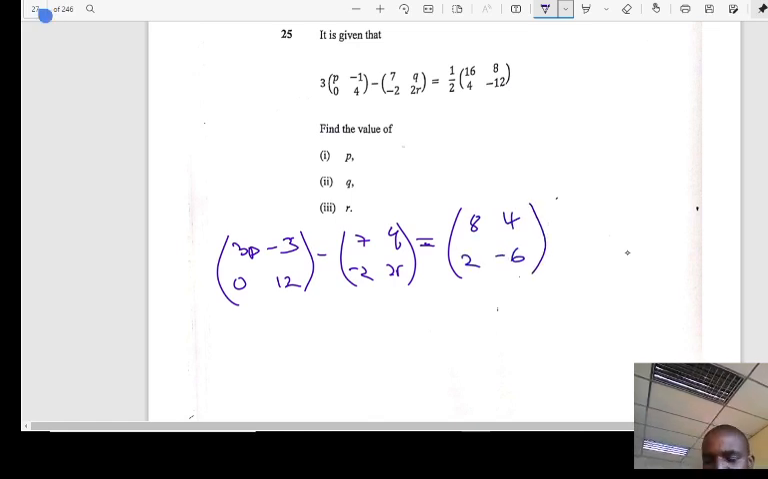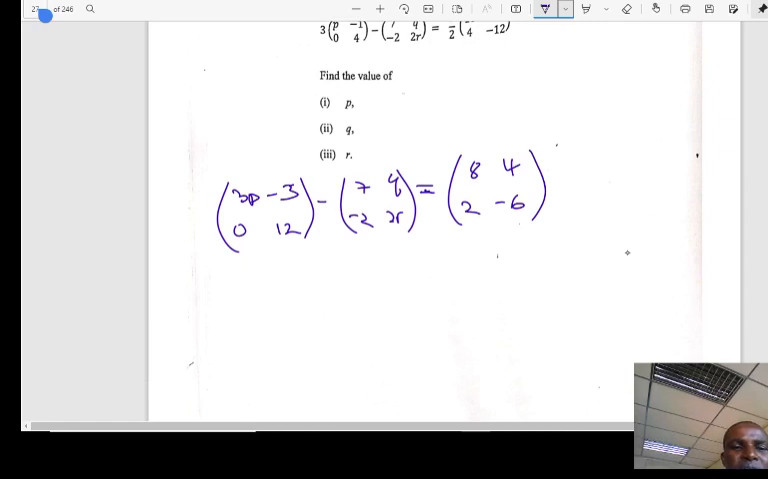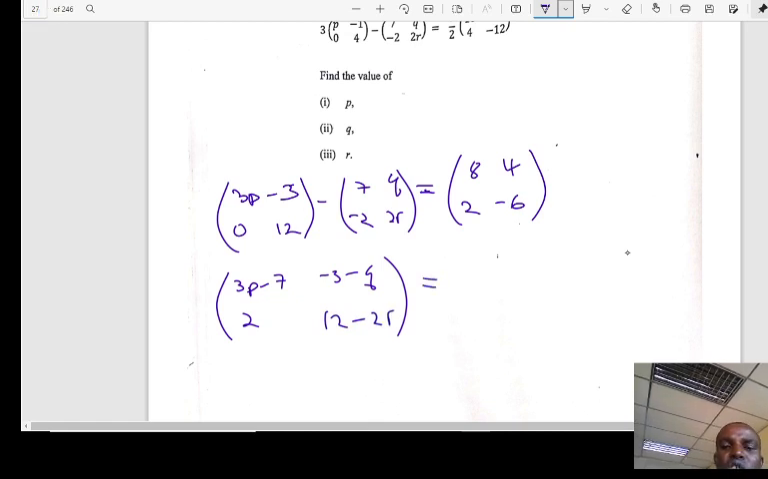Right, then after that, you can combine these values: 3p minus 7, then minus 3 minus q here, then here is 0 minus 2 is 2, then here 12 minus 2r, which is equal to 8, 4, 2 minus 6. Right, then you equate.